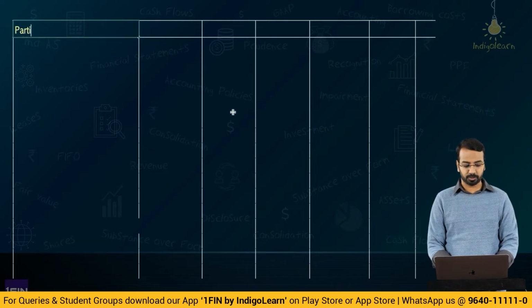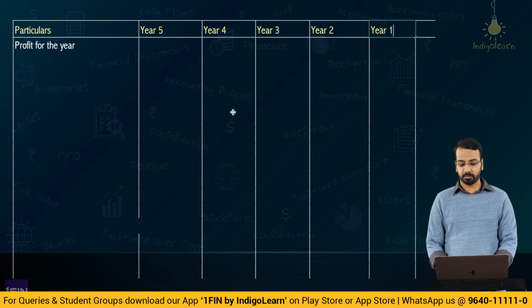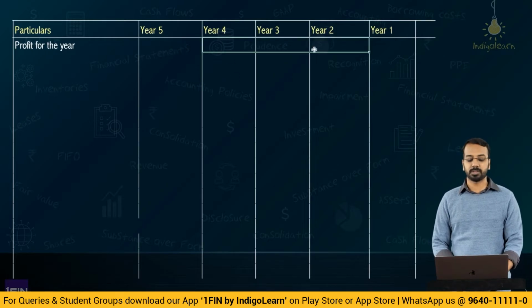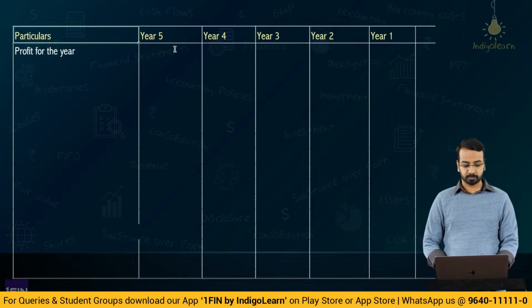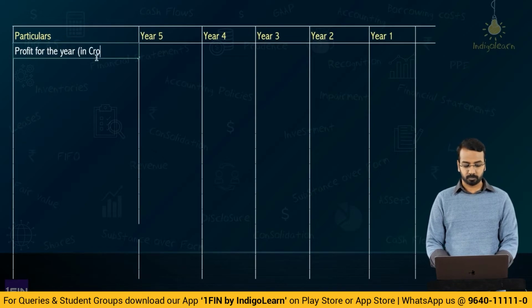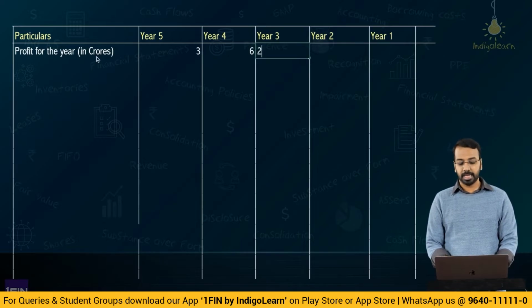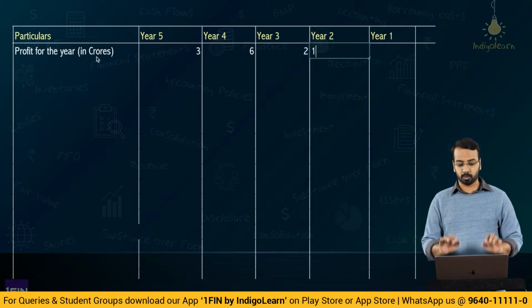So say we are talking about 3 years, profit for the year. Let's say we are talking about year 5, year 4, year 3, year 2 and year 1. Year 1 is not relevant because we just need to look at the 3 previous years. I will write amounts in crores only. Say profit for year 5 is 3 crores, profit for year 4 is 6 crores, year 3 was 2 crores and year 2 is 1 crore.